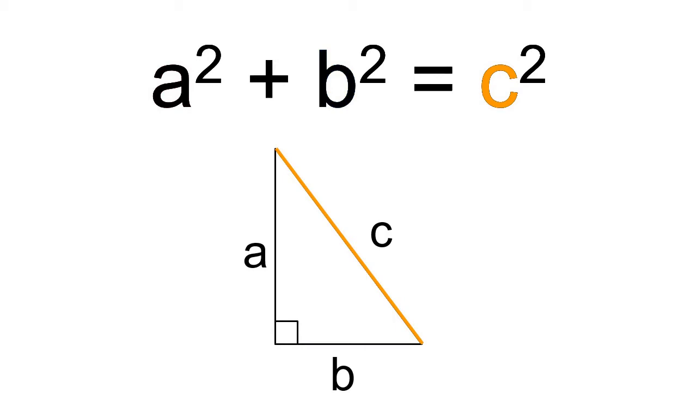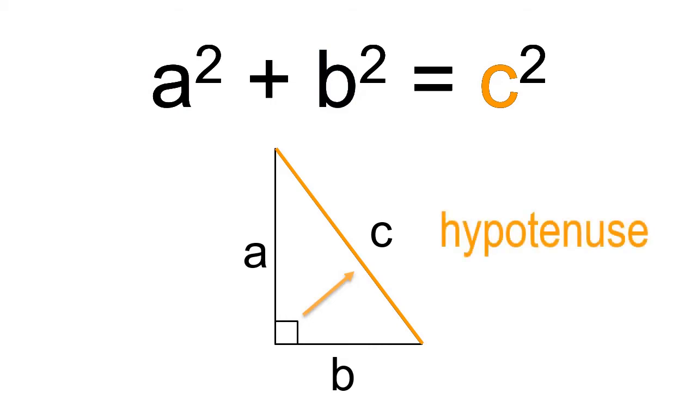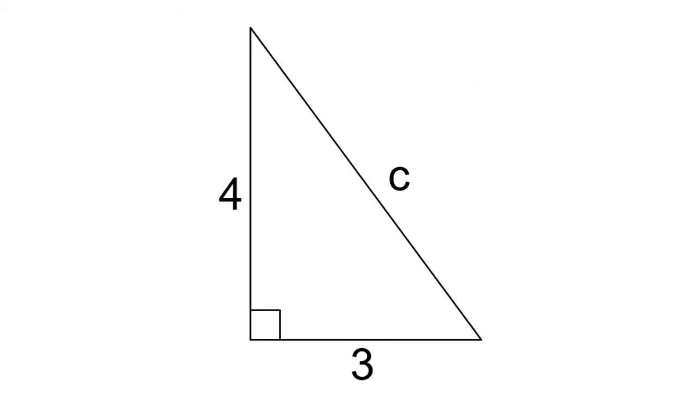And one important thing to make note of is that side length c is always opposite of the 90-degree angle, and it is known as the hypotenuse, which is the longest side in a 90-degree triangle. So let's start by solving this triangle.